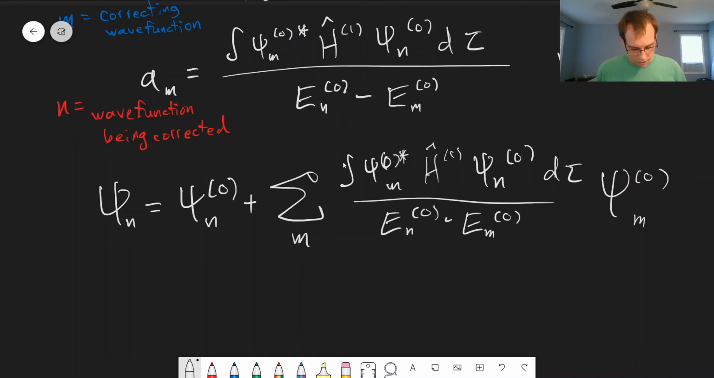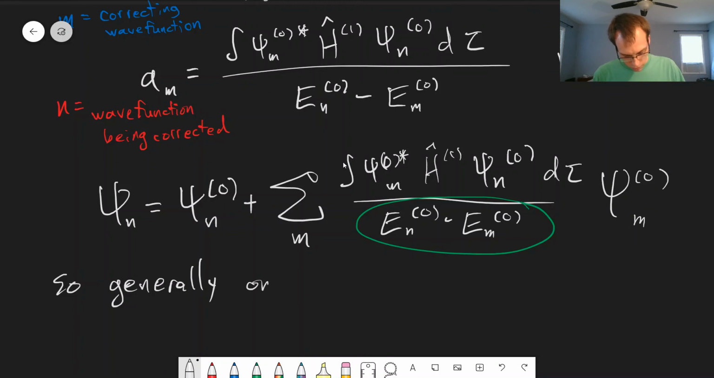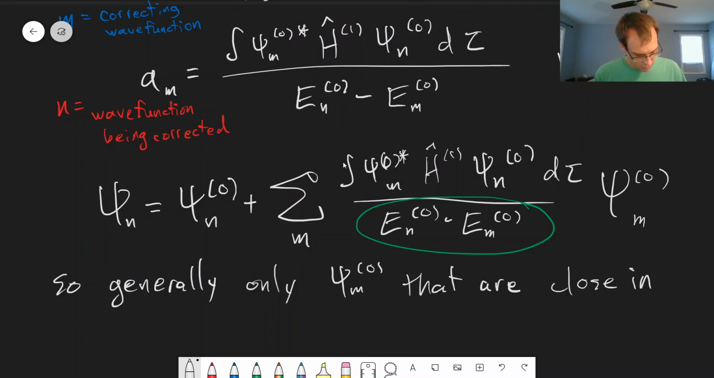In practice, because of this term on the bottom that I'll circle here, this difference in energies, only those m wave functions that are close in energy to the one we're correcting will have significant coefficients. Because this difference in energy matters, the closer the energies are, the larger these coefficients will be. So generally, only psi m 0 that are close in energy will matter. Even though this could be an infinite sum, the largest coefficients are for those wave functions that are closest to the one we're correcting.